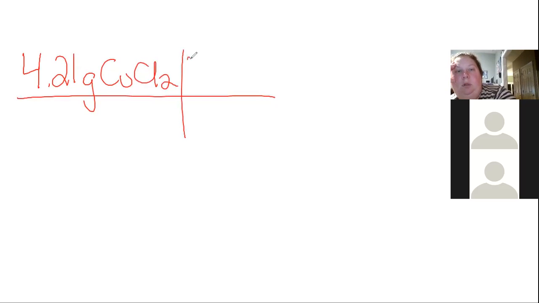4.21 grams of copper chloride. So I can figure out how many moles that is.